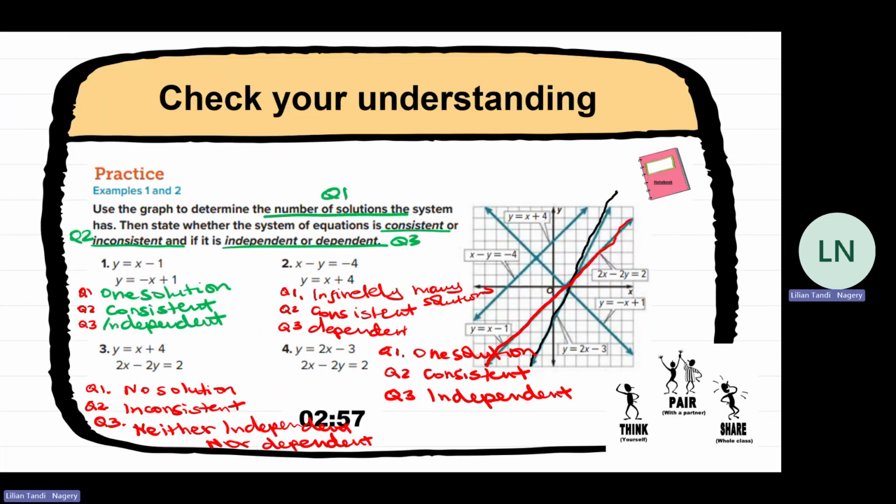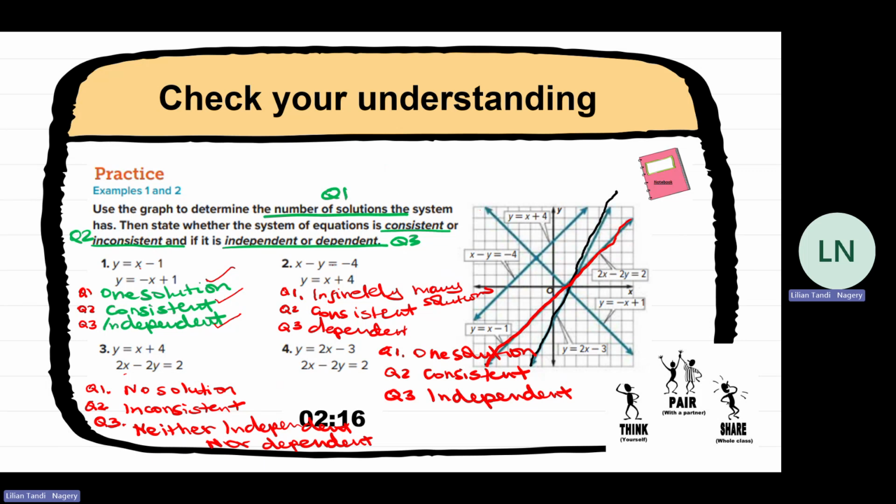Okay? Now here, the question gave you different systems, and you had to choose. So here we looked at the graph. We looked for y equals x minus 1, which is this one going up, and we looked for y equals -x plus 1, which is this one going down here. They are making an X, so that's why we said one solution, consistent, independent, like that, okay?